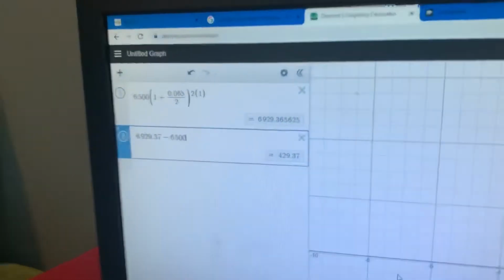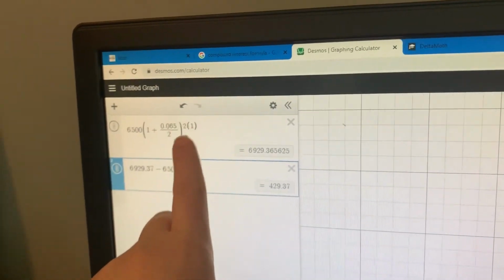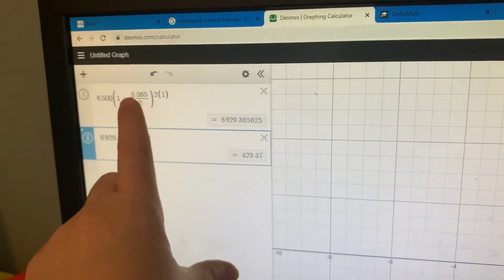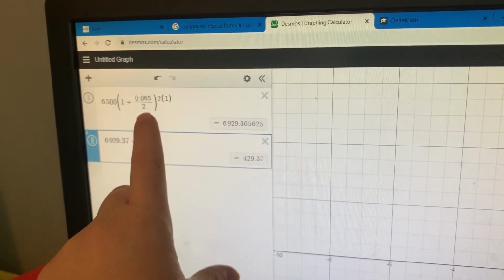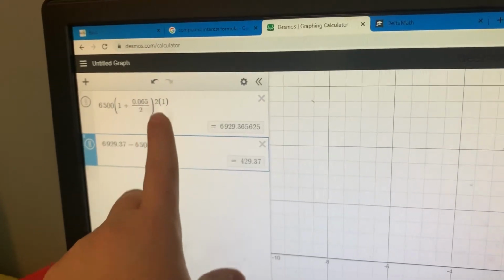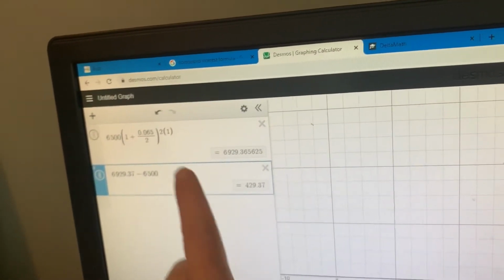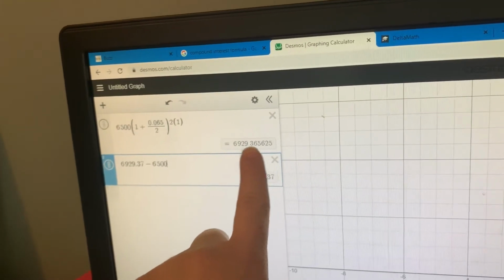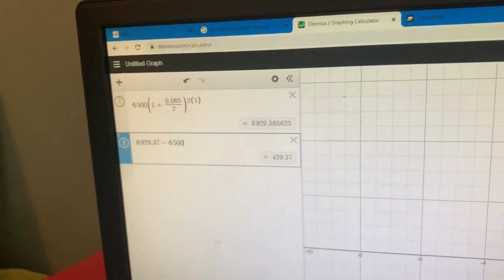So I put that in Desmos, okay, so it's the top one. So I've got the 6,500, parentheses 1 plus. Now to get the fraction, I just use the divide. So I typed in 0.065 and then hit divide, and then it put it into a fraction. Then I was able to put my 2. Then I used that little up arrow, the little caret. It's above the number 6. I used it to get the 2 times 1. Well, that gave me 6,929.365. That 5 rounds that 6 up to a 7.